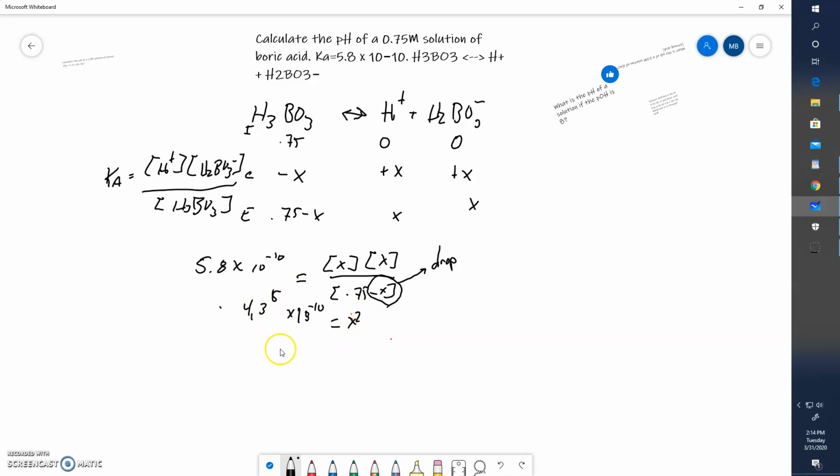You're then going to take the square root of both sides. And when you take the square root of both sides, you get 0.0021 equals x, which you remember is my H plus. The question is actually asking for pH. So I want to take the negative log of 0.0021. That is going to be my pH, which in this case is 2.68. Remember, pH is the negative log of the concentration of H+.